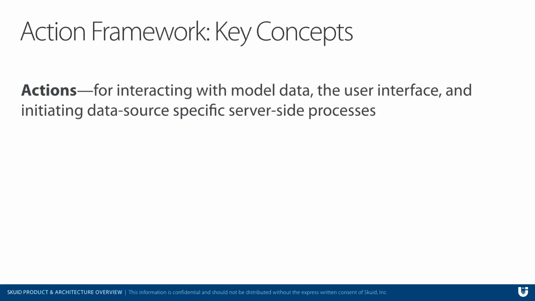Okay, so let's jump into some of the key concepts. I would say there's really, with Action Framework, three key concepts. First is actions. There's a variety of actions that we provide that let you do things like interact with data in your models, interact with the user interface, and as I mentioned, interact with server-side processes that are data source specific. We'll give some examples of that here in a bit, but actions are the lowest level building blocks when you're working with Action Framework. They're the things that actually do stuff in the user interface or in your models.